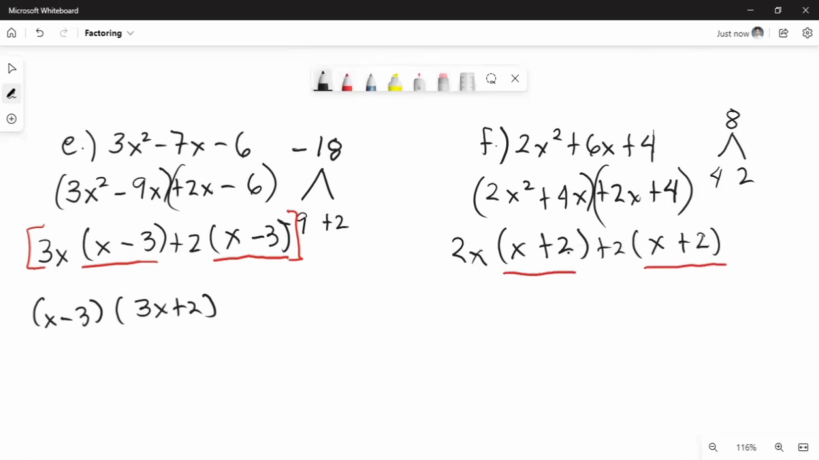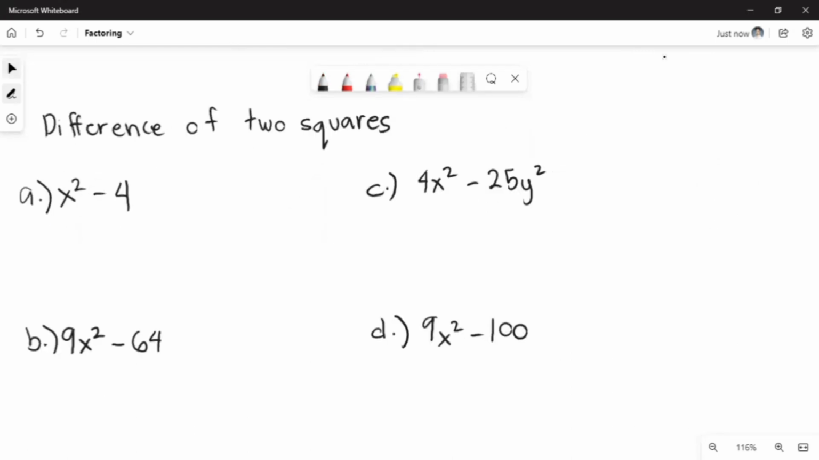Then we will factor out that x plus 2. That will give us the quantity x plus 2 multiplied to 2x, the remaining values, plus 2. And that's the factored form of 2x squared plus 6x plus 4.